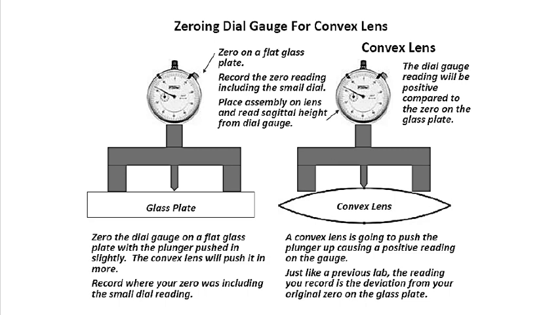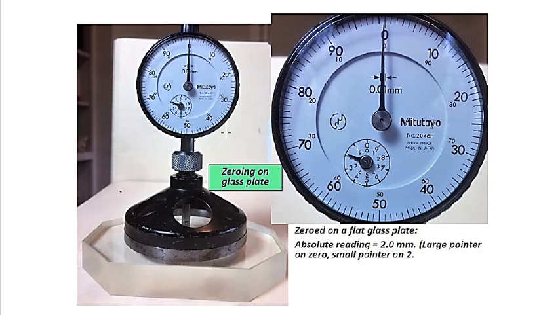So we're going to take a look at it with the real dial gauge instead of the diagram, zeroing on a glass plate. This is your flat. You're calibrated for the zeroing, and we see the zeros right there. We have a little bit of the small dial right here, and for the absolute reading, you have 1 and then you have 2, so therefore 2.00 millimeter. Your larger pointer on 0 and the small pointer on 2 sets you at 2.00 millimeter for this zeroing setup.